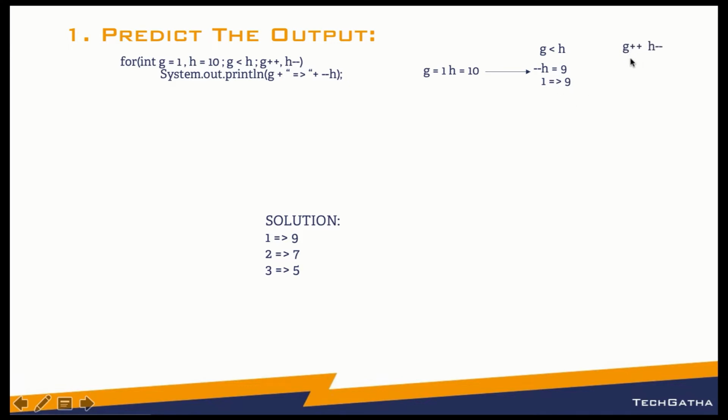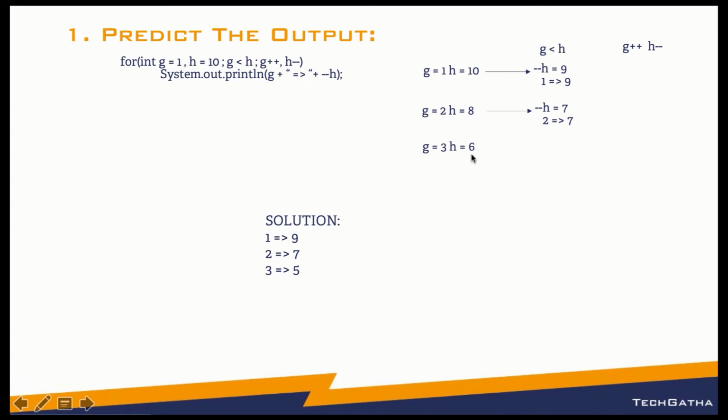Then it goes ahead, increments the value of G and again decrements the value of H. So G changes from 1 to 2 and H changes from 9 to 8. Again 2 less than 8, true. It decrements the value of H to 7 and then prints the value of G, that is 2, and then H, that is 7.